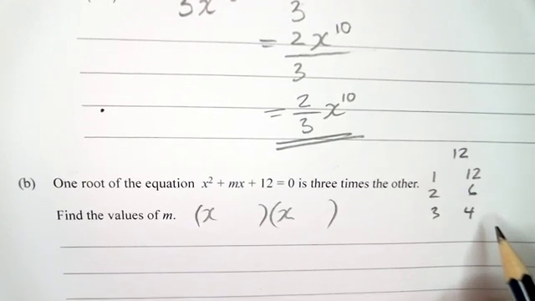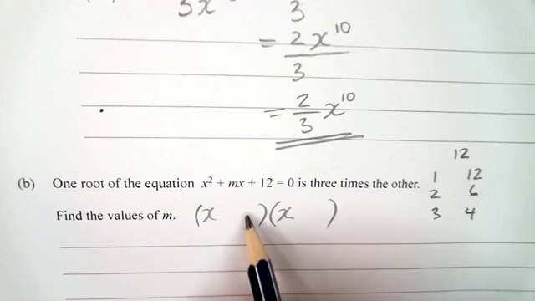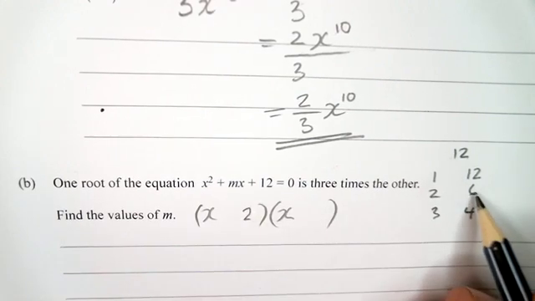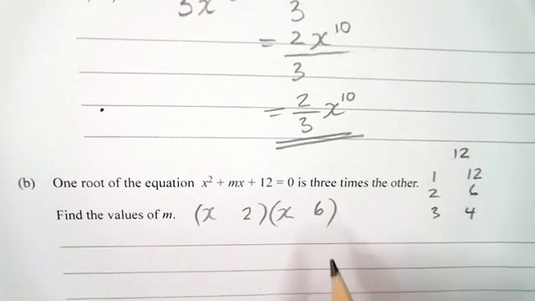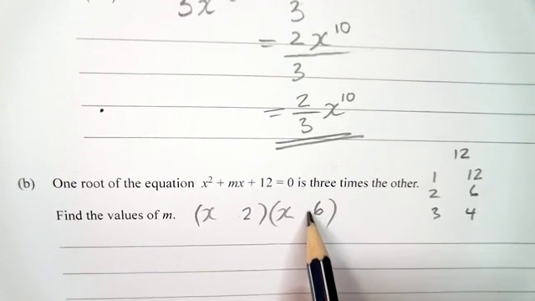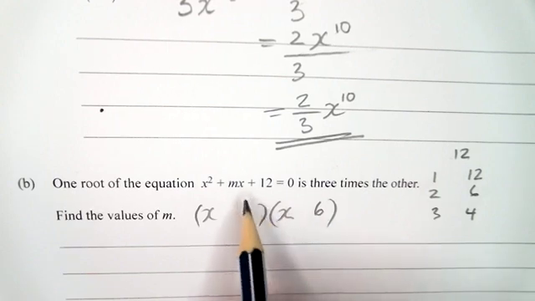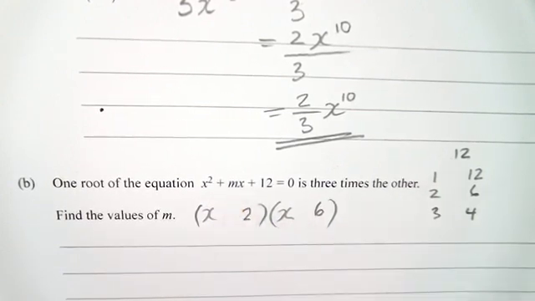But can you see one set of factors where one is 3 times the other? Well, we can. 6 is 3 times 2. So while one might be a 2 of some sort, the other might be a 6 of some sort. And of course, it could be negative 2 times negative 6, which would be 12. Although I've got plus m, it could still be plus or minus a number.